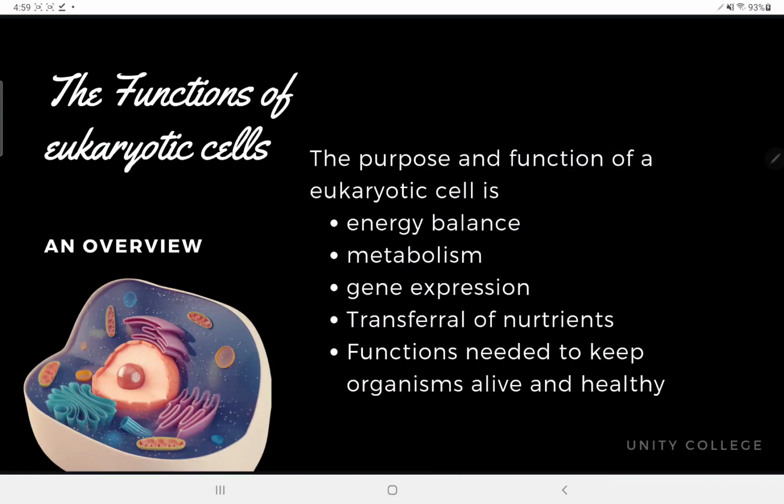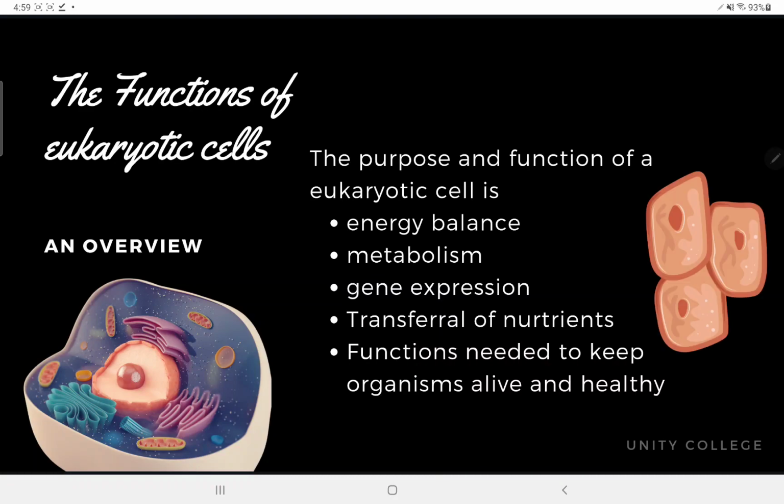The functions of eukaryotic cells, an overview. So the purpose and function of a eukaryotic cell is energy balance, metabolism, gene expression, transfer of nutrients, and functions needed to keep organisms alive and healthy. So anything that your body does requires cells that function to do any kind of task, processing micromolecules or macromolecules, converting things into energy for your body, and even fighting off diseases.